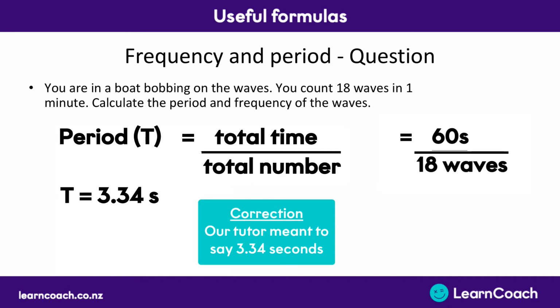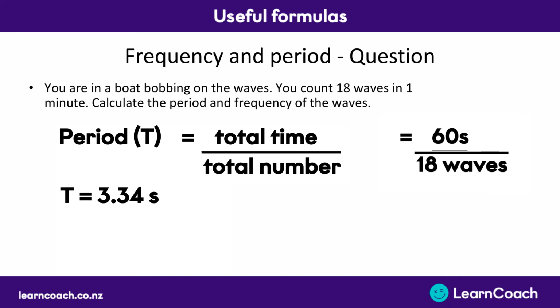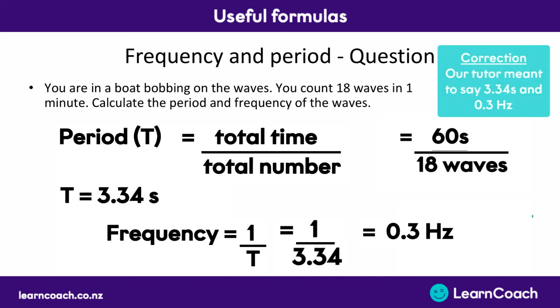Next, we need to calculate the frequency of the wave. And remember, frequency and period have an inverse relationship. So frequency is equal to 1 divided by period. If we plug in the answer that we've just got, frequency is equal to 1 divided by 6. And this is equal to 0.167. And the unit that we use for frequency is hertz.